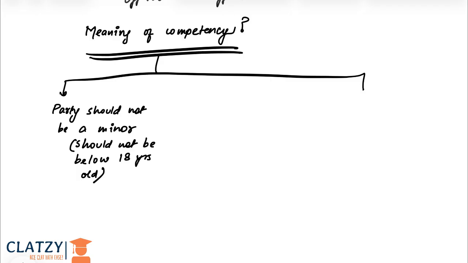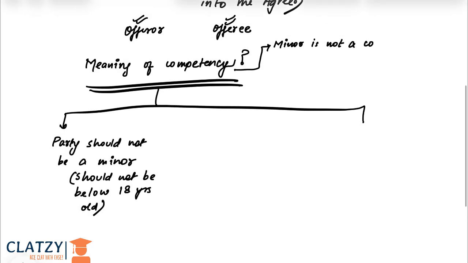Indian Contract Act says that if a party to an agreement, which means that either the offerer or the offeree, if any of these parties is a minor, okay, then that party is not a competent party. All right, which means that in competency, we know that number one, a minor is not a competent party. All right, so we've looked at the first element of competency.